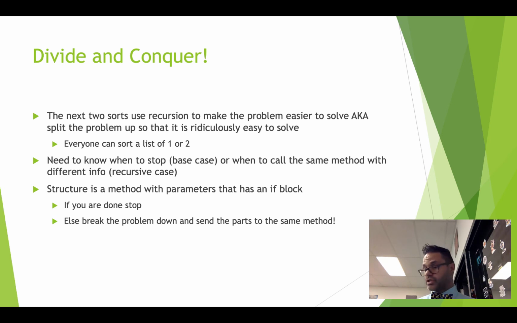The way we do that is using the process of recursion, which we'll cover again in the future, but basically the idea is we need to know when to stop at the base case or when to call the same method with a different set of info, aka the recursive case. And the structure of recursive sort is we have a method with some parameters that has an if block inside it. If you're done with the appropriate test, then we stop doing work and we finish building the structure. Otherwise, we break the problem down in half and send these parts to the method again where it can then do the work.